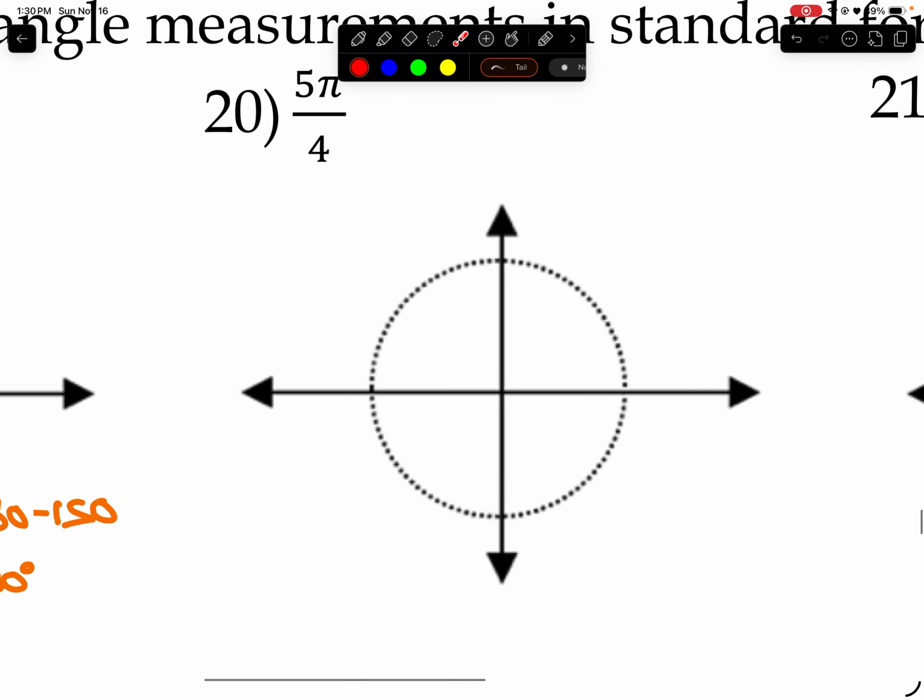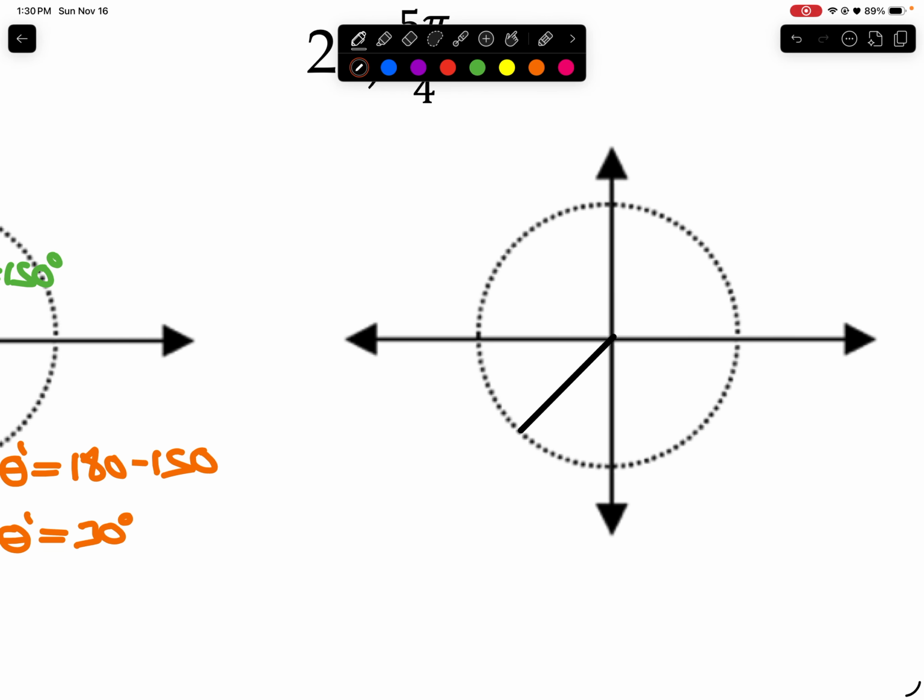Okay, now 5 pi over 4. So 5 pi over 4 is going to put you in quadrant 3. So if I plot this in standard position, that's going to be this angle over here. But if I want the reference angle, I want the distance from the x-axis to the terminal side, which means I want this angle. That would be my reference angle.